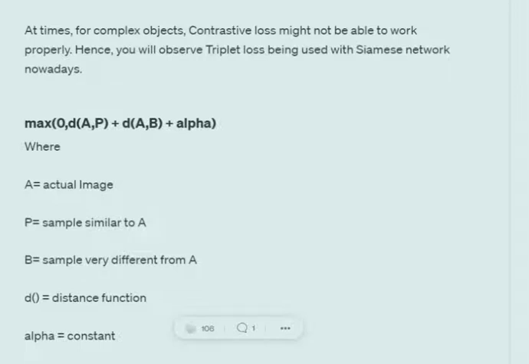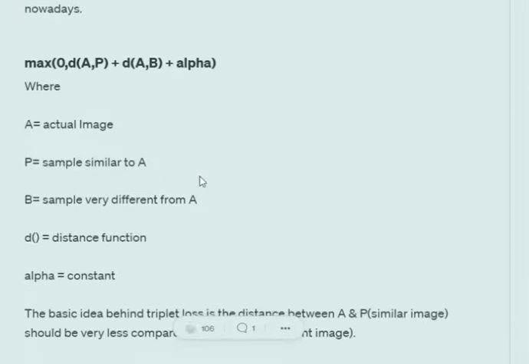Now what is AP and what is AB? So A is our actual image, P is a sample similar to A. So if we are trying to train a Siamese network on car images, A is a car image, P is also something similar to a car image only, and B is a sample that is very different from sample A. Now it is based on the idea that the distance between AP would be very less as compared to distance between AB.